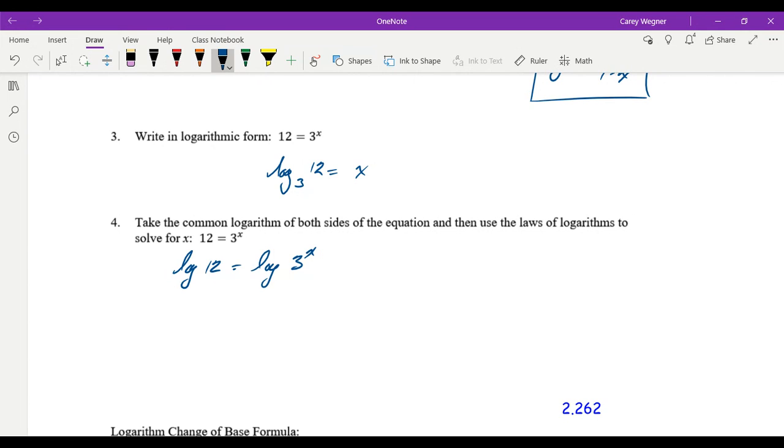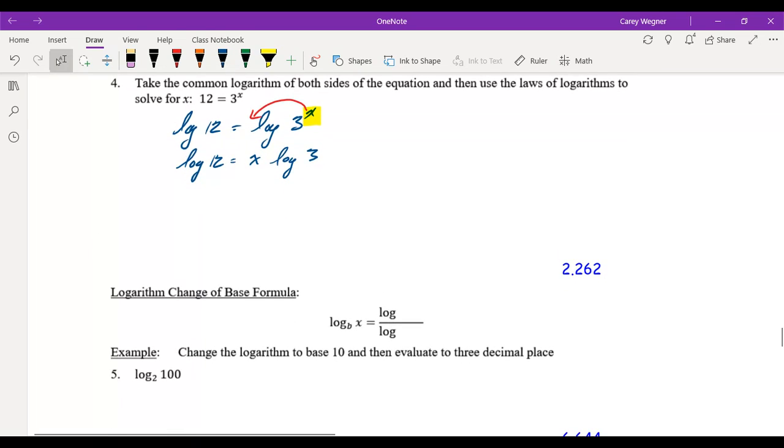Now, here, what we're wanting to do is solve the equation for x. So we want to get this x out of the exponent. So we remember the exponent laws from the previous lesson where we can take that exponent and multiply it down in front. So this right-hand side will be x times the log of 3, and the left-hand side still the log of 12.